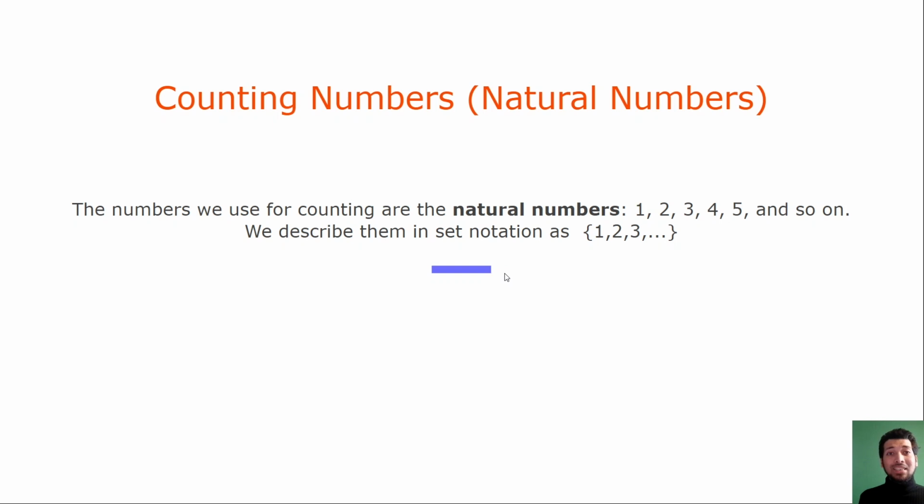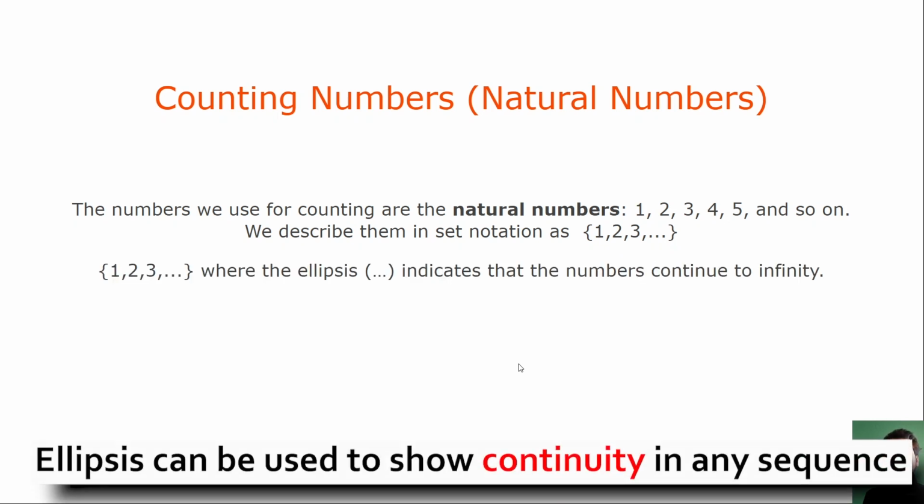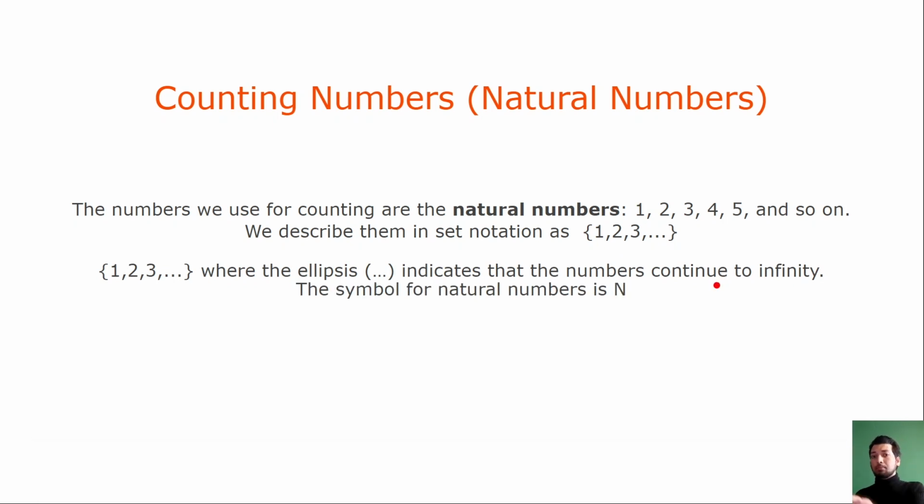We can describe these counting numbers inside braces. So we have 1, 2, 3, ellipsis. This ellipsis indicates that the numbers continue to infinity. Last but not least, the symbol for natural numbers is N.